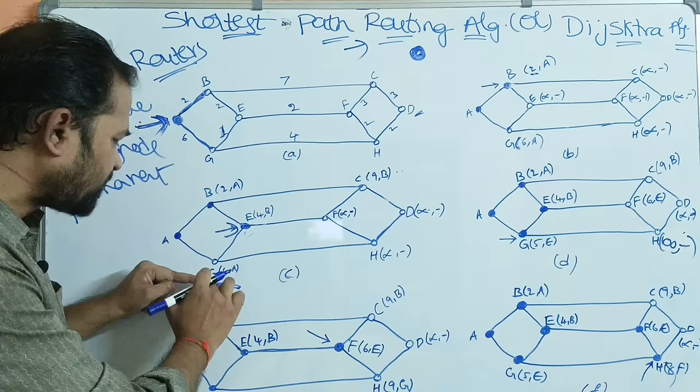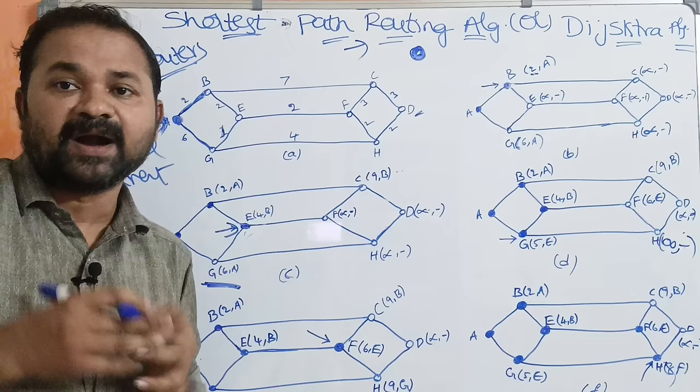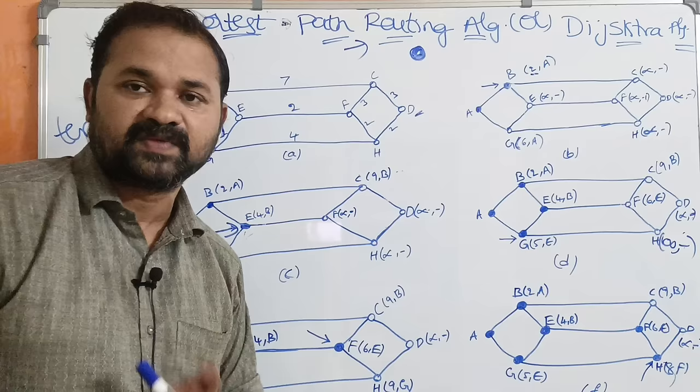Next, what is the distance from E to G? The distance from E to G is 1. So 4 plus 1 means 5. So 5 comma E. So here previously we have 6, but now we got 5. 5 is less than 6. So we have to update the 6 by 5. What is the current working node from? E. So 5 comma E.